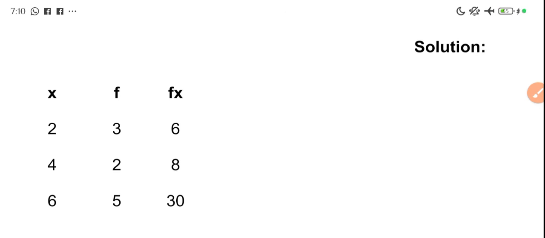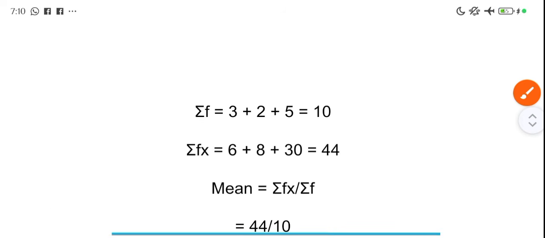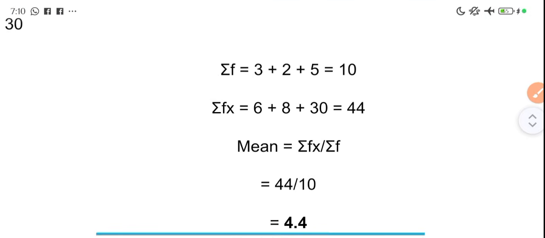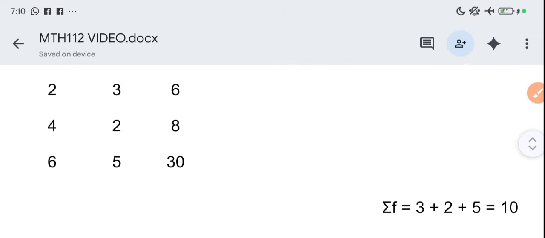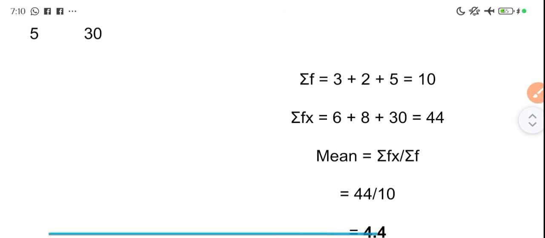This is the table here. Then get your fx, right? 6 and 8 and 30. So remember the formula. You sum all the fx. That's 6 plus 8 plus 30, right? Then divide by what? The total frequency. That's 3 plus 2 plus 5. You come down here, you find the solution. So you see here, 44 divided by 10, that gives us 4.4. You see the solution here, 4.4, and this is the frequency table here. Alright, so you have 4.4 as the answer.